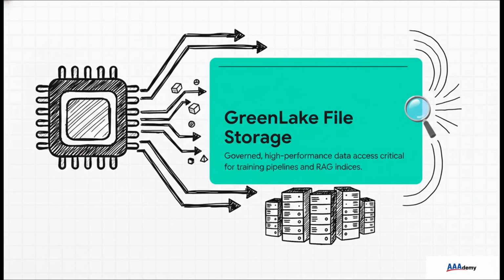Next up is HPE GreenLake for file storage. Remember our diagnostic phase? A starved GPU is a wasted GPU. If you're trying to feed a massive training pipeline or you're constantly refreshing vector indices for a RAG deployment, your storage throughput is just as important as your processor. Governed high-performance data access is what keeps those incredibly expensive GPUs from just sitting there, twiddling their thumbs, waiting for data reads to catch up.